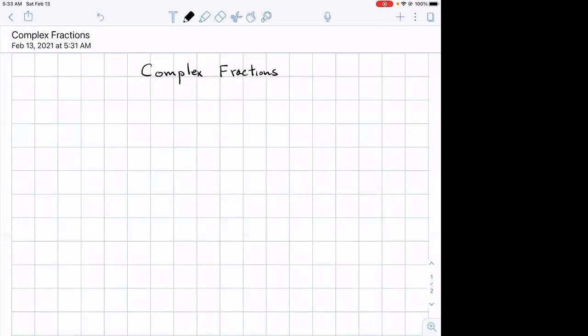Hello, in this video we will be looking at complex fractions. A complex fraction is a fraction that's written as one fraction divided by another fraction. So it's basically the quotient of two fractions or two rational expressions. So this is the quotient of two fractions.